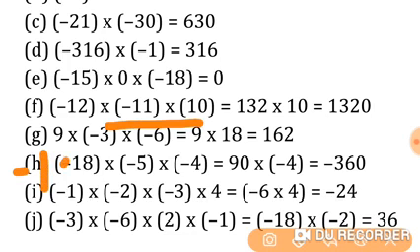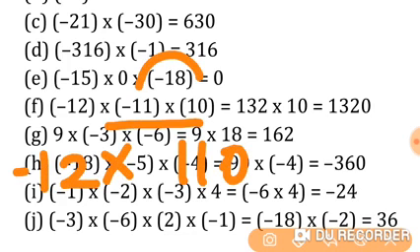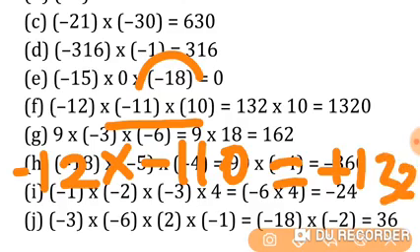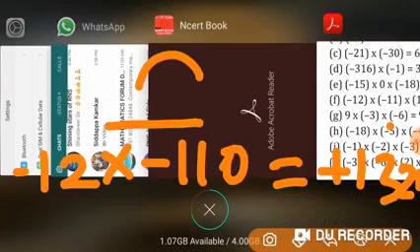Minus 12 I'll keep as it is, only because we are not multiplying. 11 into 10 we are multiplying, so 11 tens are 110. Minus into minus is plus, so here the answer is plus. 12 into 11 into 10 are 1020. If you want, you can multiply and check here.